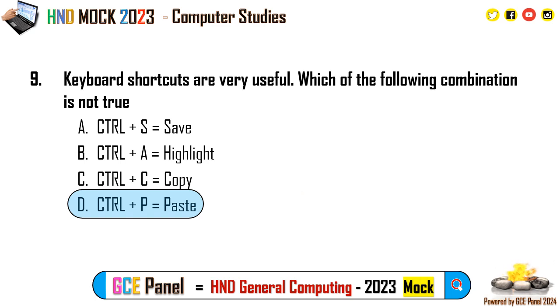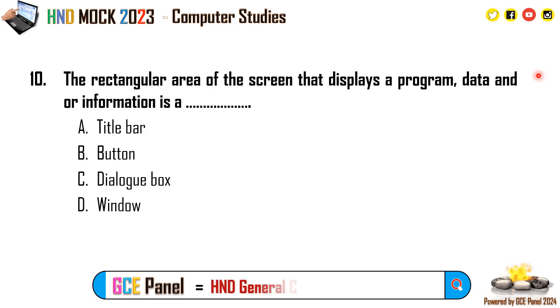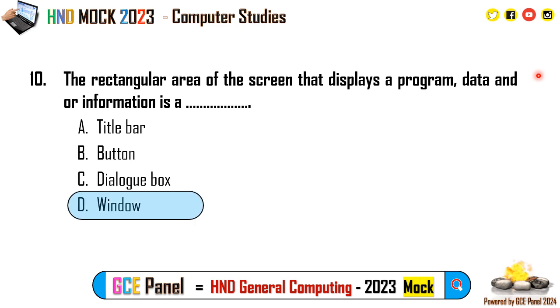Next question. Question 10 reads, the rectangular area of the screen that displays a program, data, or information is a... So like I'm working on the computer now. This rectangular area on my computer that is displaying all of this information, this program or information or data, is known as a window. Window. Okay.